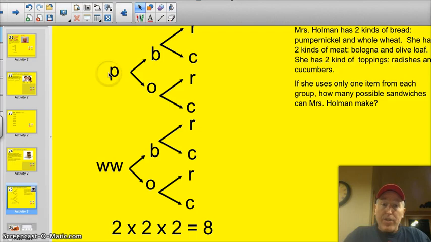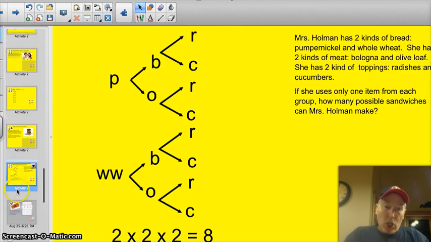There's a total of 8 combinations because she has 2 types of bread, 2 meats, and 2 types of veggies or toppings that could go on. Okay, I think you're ready for the target.